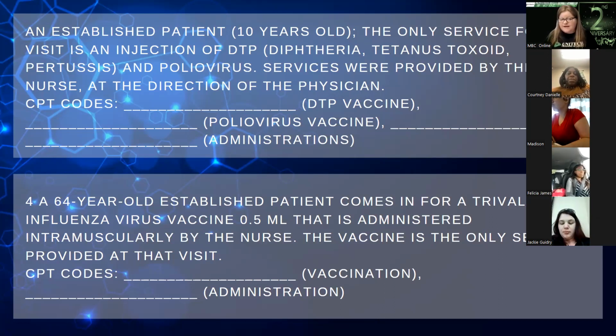And we had just talked about that poliovirus, that 90713 from number 1. So guess what? Same thing, poliovirus vaccine, 90713. All right, so what are our administration codes going to look like? What administration code are we going to be using for the DTP vaccine, the one that was given first?